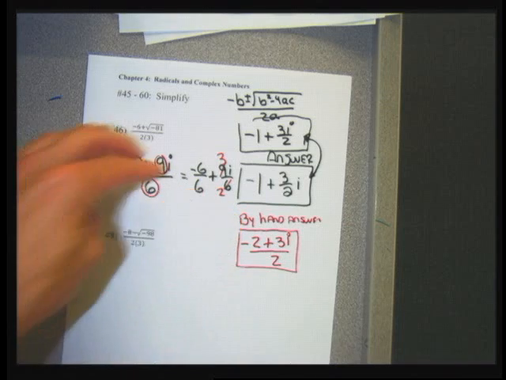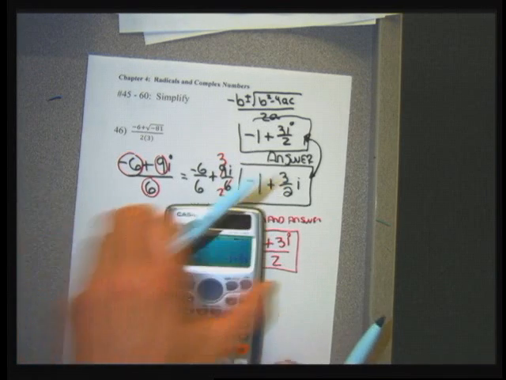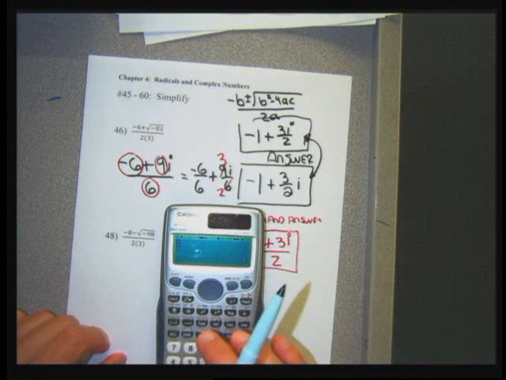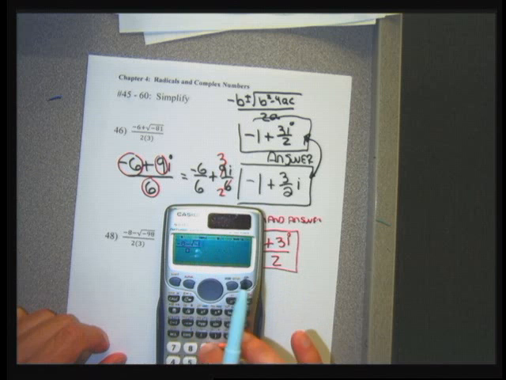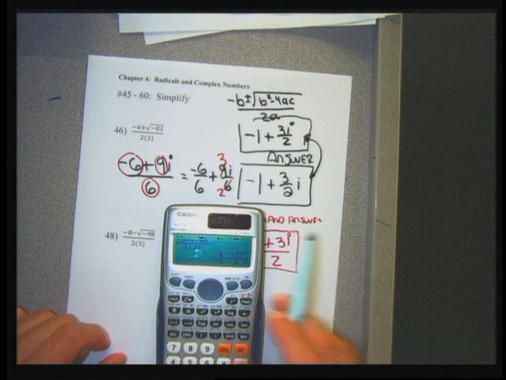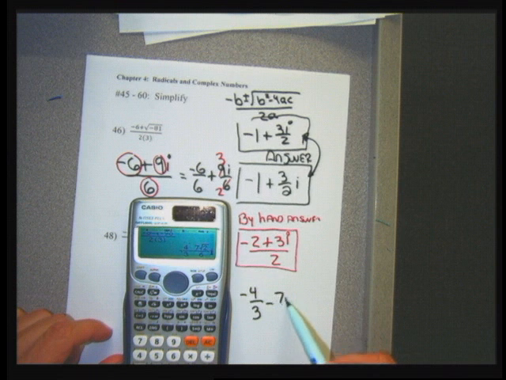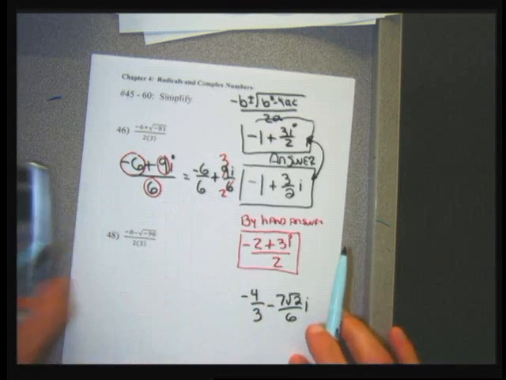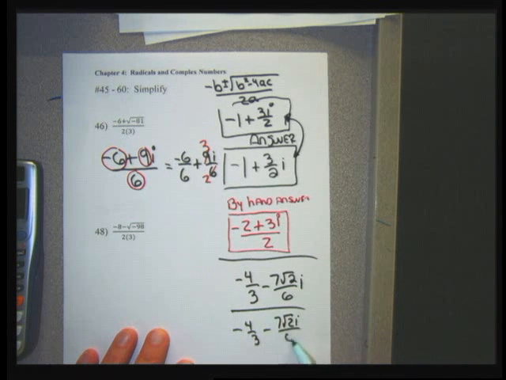I normally don't make one fraction into two fractions like my calculator does. So for 48 by hand, I'm going to go fraction negative 8 minus the square root of negative 98 over 2 times 3. And my calculator's answer is negative 4/3 minus 7 square root of 2 over 6 times i, which probably means another one of my by hand answers is going to be negative 4/3 minus 7 square root of 2i over 6.